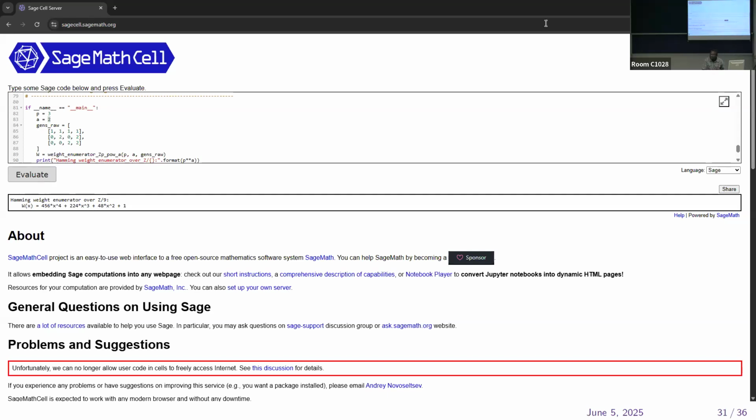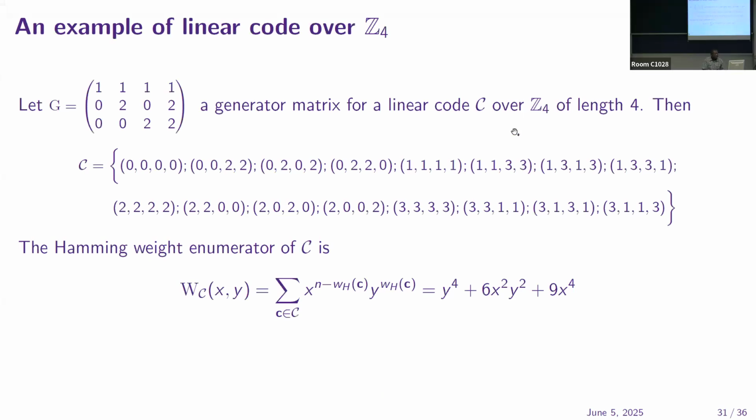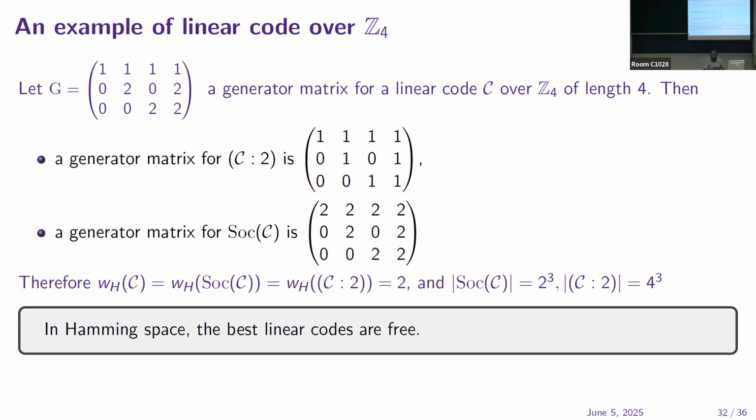Okay, it continues. It is important to know the MacWilliams identity is valid if the ring is the Frobenius ring.